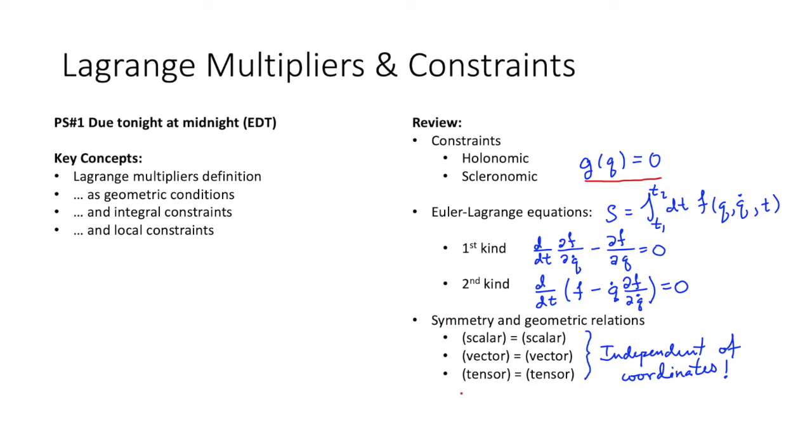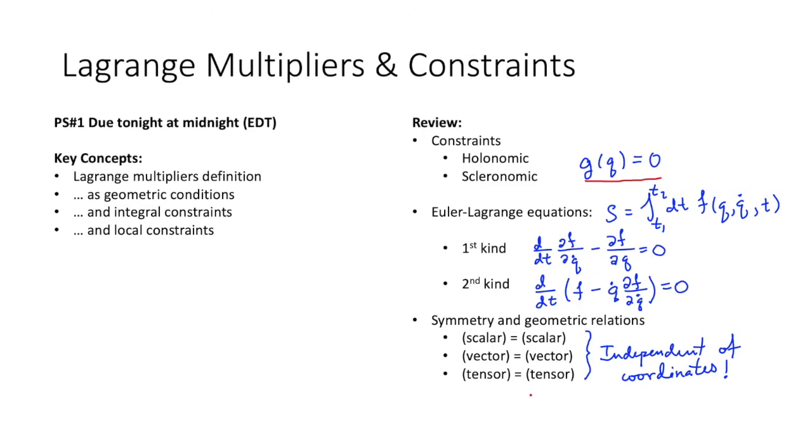Finally, all the way back from the first lecture, let me remind everybody about symmetry and the relationship between geometric objects. Okay, so the idea that if we can write some statement down as a relationship between scalars, or a relationship between vectors, or a relationship between tensors, those statements obey the symmetries associated with rotation, parity, and also general coordinate transformations. So these statements are independent of coordinates, and that's one of the things that made them very, very attractive, because we didn't have to appeal to a special coordinate system. That's something we're going to use in our discussion of Lagrange multipliers.